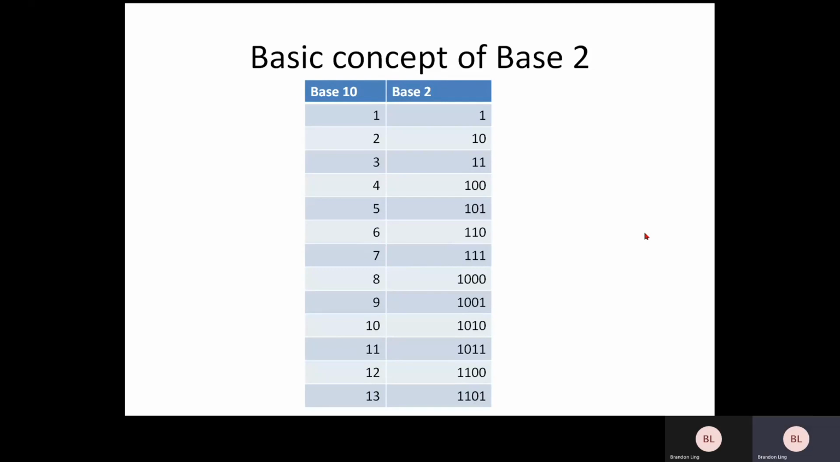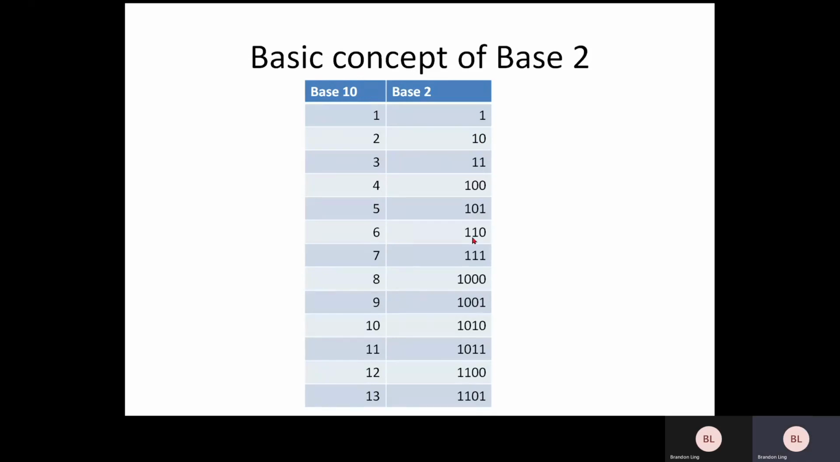The next number will be 2 in base 10. It will correspond to 10 in base 2. 3 corresponds to 11. 4 goes on to 100, because in base 2, you only have 1 and 0. Number 5 corresponds to 101.